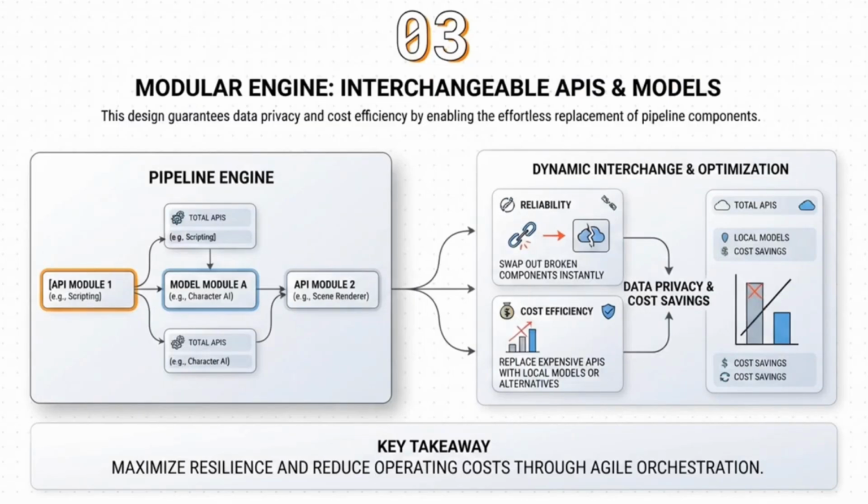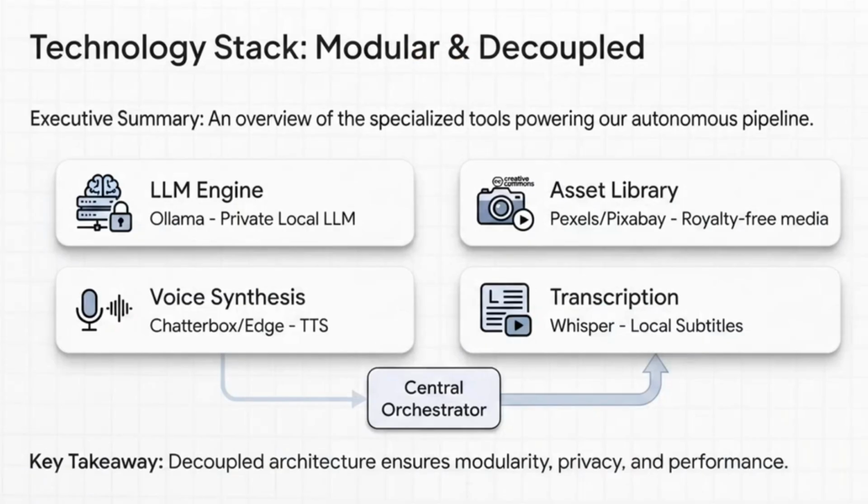Now, what makes this whole engine run is how it chains together specialized, interchangeable APIs and local models. This specific design choice is exactly what guarantees both data privacy and cost efficiency. If one piece of your pipeline breaks, or maybe a certain API gets a bit too pricey, it's no big deal. You just swap it out for another and keep right on generating. This architecture is just incredibly modular.